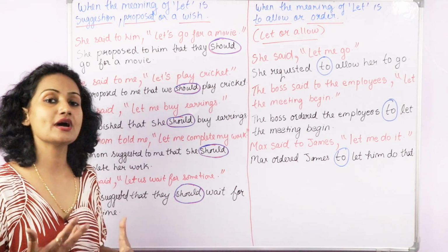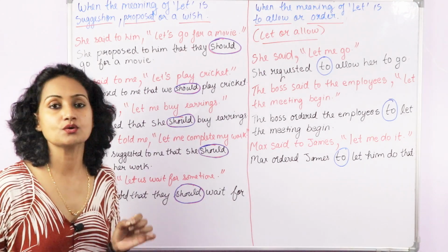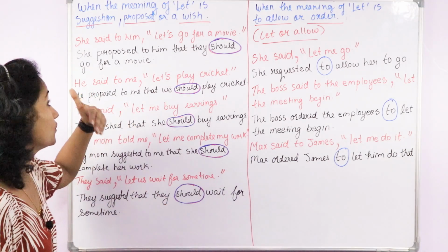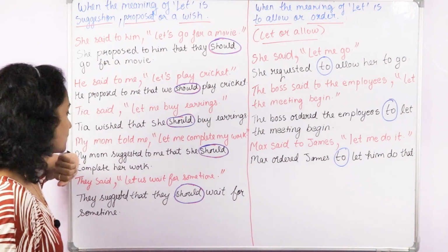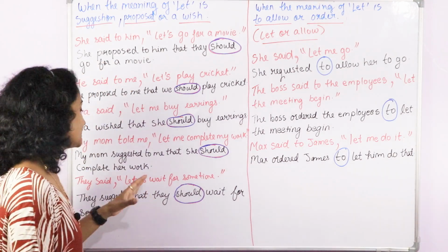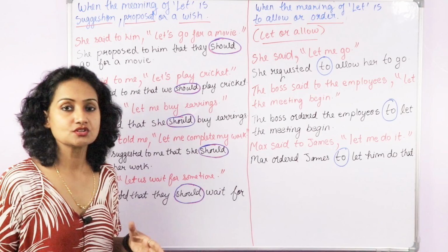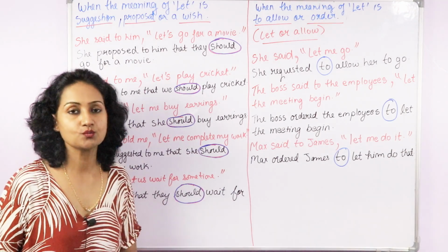Okay, so this way you have to use the reported verb. Like if you wish, then wish. If you propose, then use propose. If it's a suggestion, then use suggest. So this way use a reported verb.